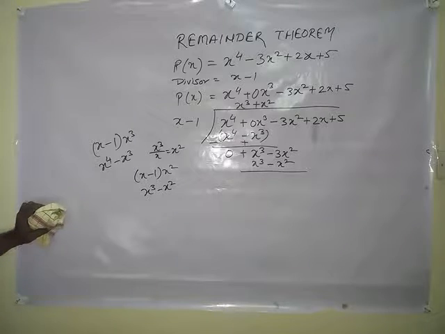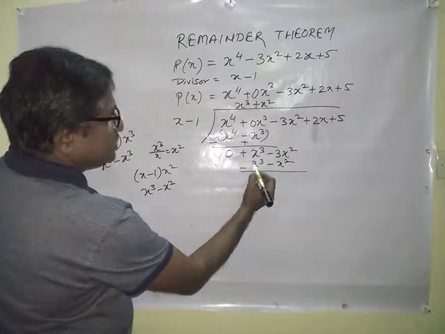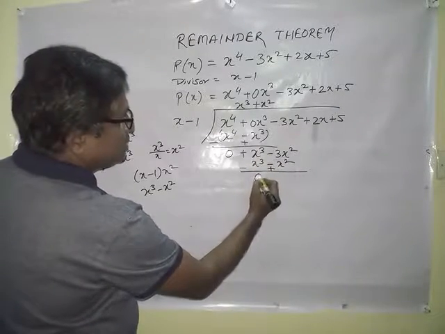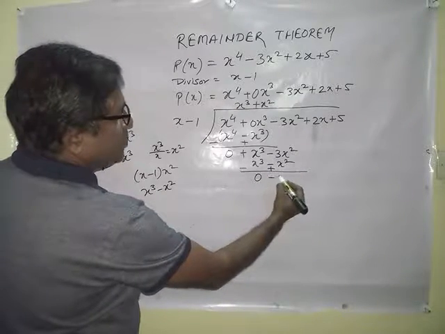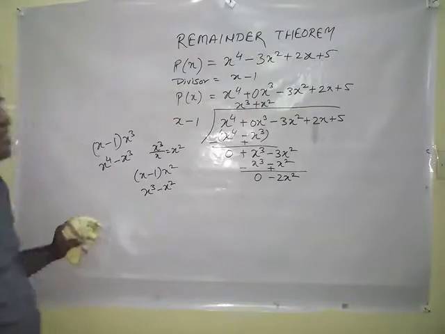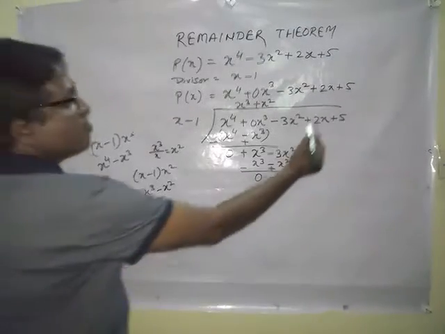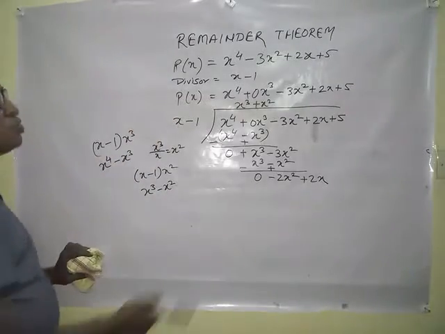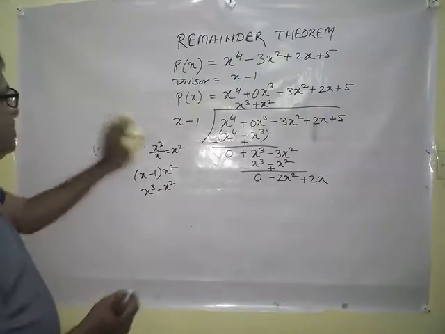Now solve this, you have to subtract it, so this plus will become minus and this will become plus, this will get cancelled to 0, and minus 3x square plus x square will be minus 2x square. The third term we will take down is 2x. So that way we have seen the third term of the quotient.